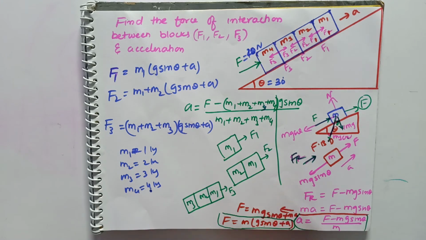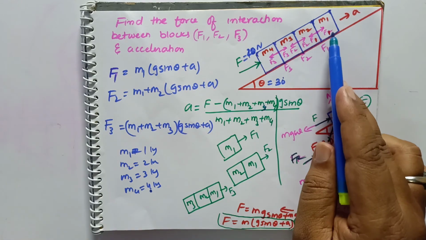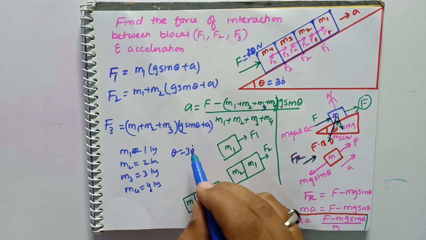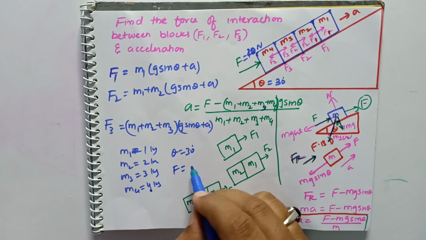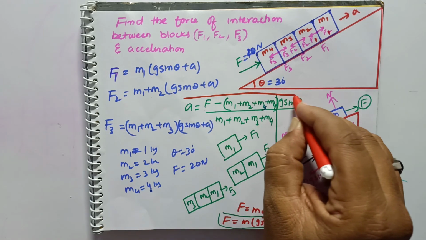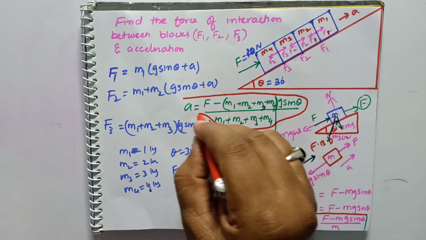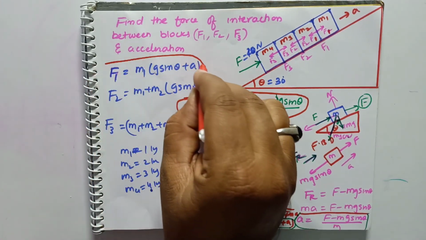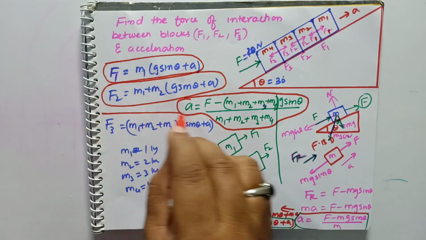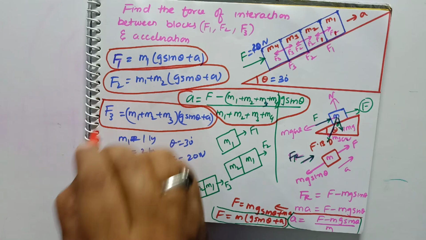It's very simple. In the question, he will give the values of all the masses like this, and he will give theta equal to 30 degrees and f equal to 20 newtons. Try to solve and get the answer. These are the basic formulas which I am writing here. The first is the basic formula for acceleration. This is the formula to find force f1, this is the formula for force f2, and this is the formula for force f3.